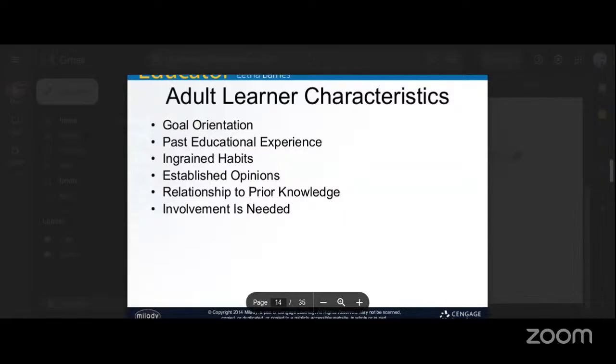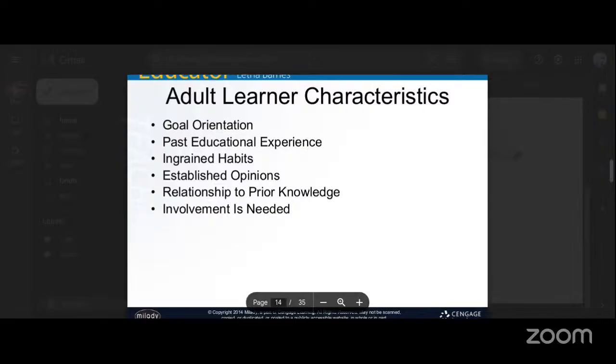Let's look at adult learner characteristics. They need goal orientation, past educational experience, and this is what we ask a lot of times on our first day or as we begin to know our learners, who they are. What are your goals? Okay, when you get this license, what are you going to do? Past educational experience. How did you get here? What was in you that said, hey, the next step is going to school? Ingrained habits, those things that they do without even thinking about it. Also finding out if those habits are positive or negative.